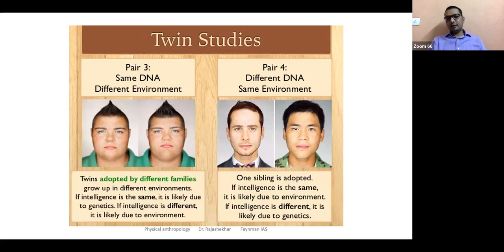So what do we do for that? Let's say they have the same DNA, but let's grow them in different environments. Or you may pick different people, different DNA, and grow them in the same environment. So you design experiments like this. Either you rear them separately or you rear them together. So monozygotic twins reared separately, or dizygotic twins, or even if not necessarily dizygotic twins, but different children grown in the same environment. You can design studies like that.